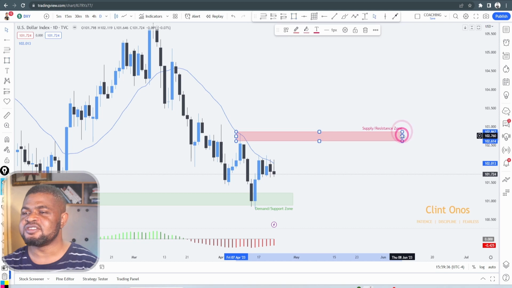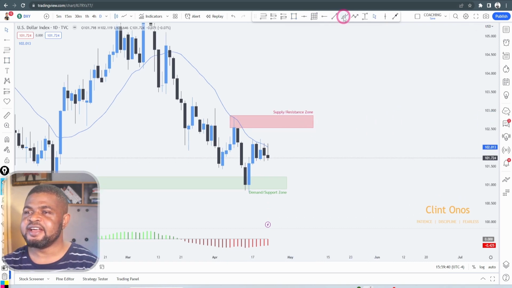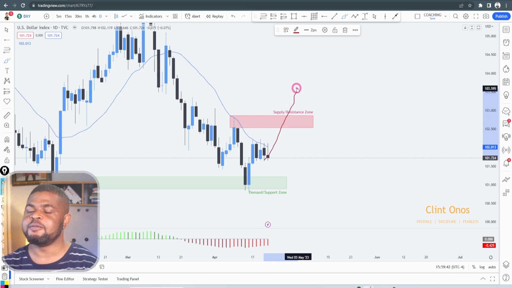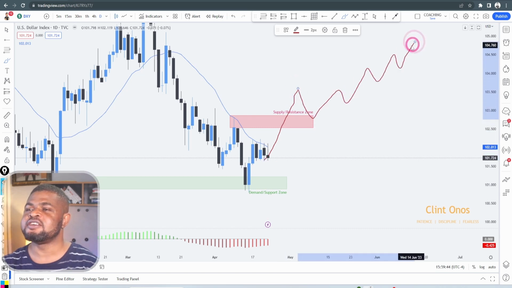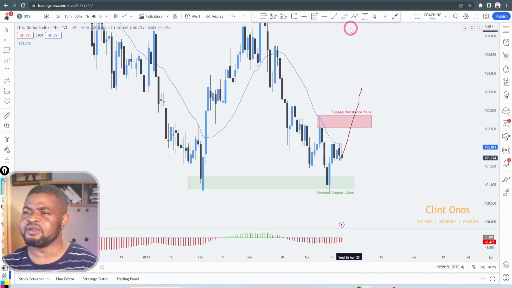We break this resistance level, right? Then we can see broken structure. Then we can relatively expect a push, at least a push upward. But is that really likely? The fundamentals don't support that.